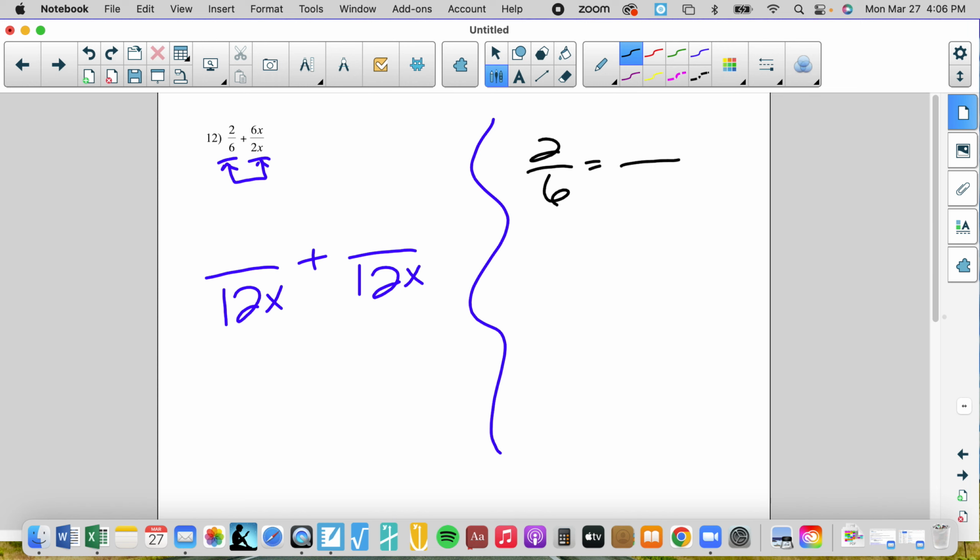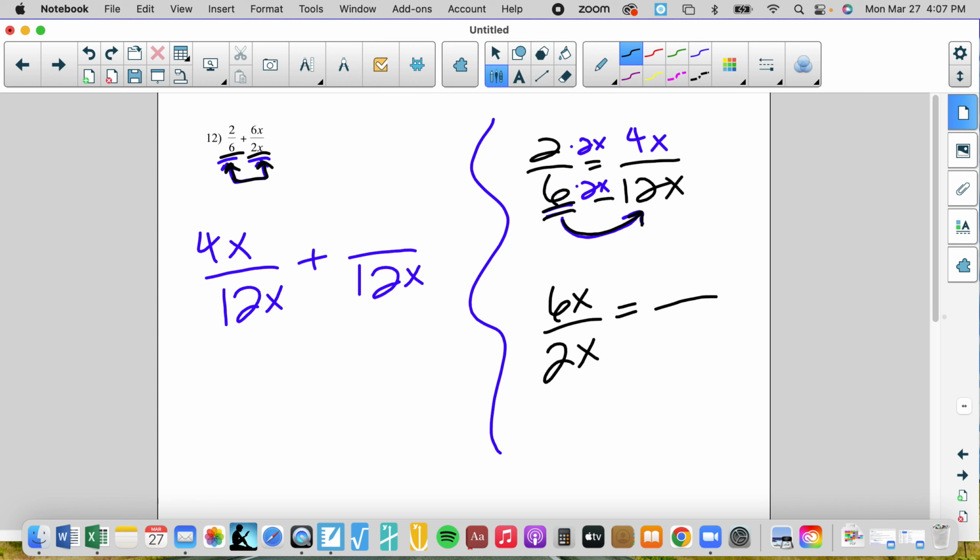2 over 6 equals what over 12x? So what do I multiply 6 by to get 12x? I'm going to multiply it by 2x. Well, of course, because remember, how did we get 12x? We got 12x by multiplying 6 and 2x. So when I ask, what do we multiply 6 by to get 12x? Yeah, it's the other denominator. And what we do to the denominator, we have to do to the numerator. So we get 4x. My other equivalency, 6x over 2x equals how many 12x's?